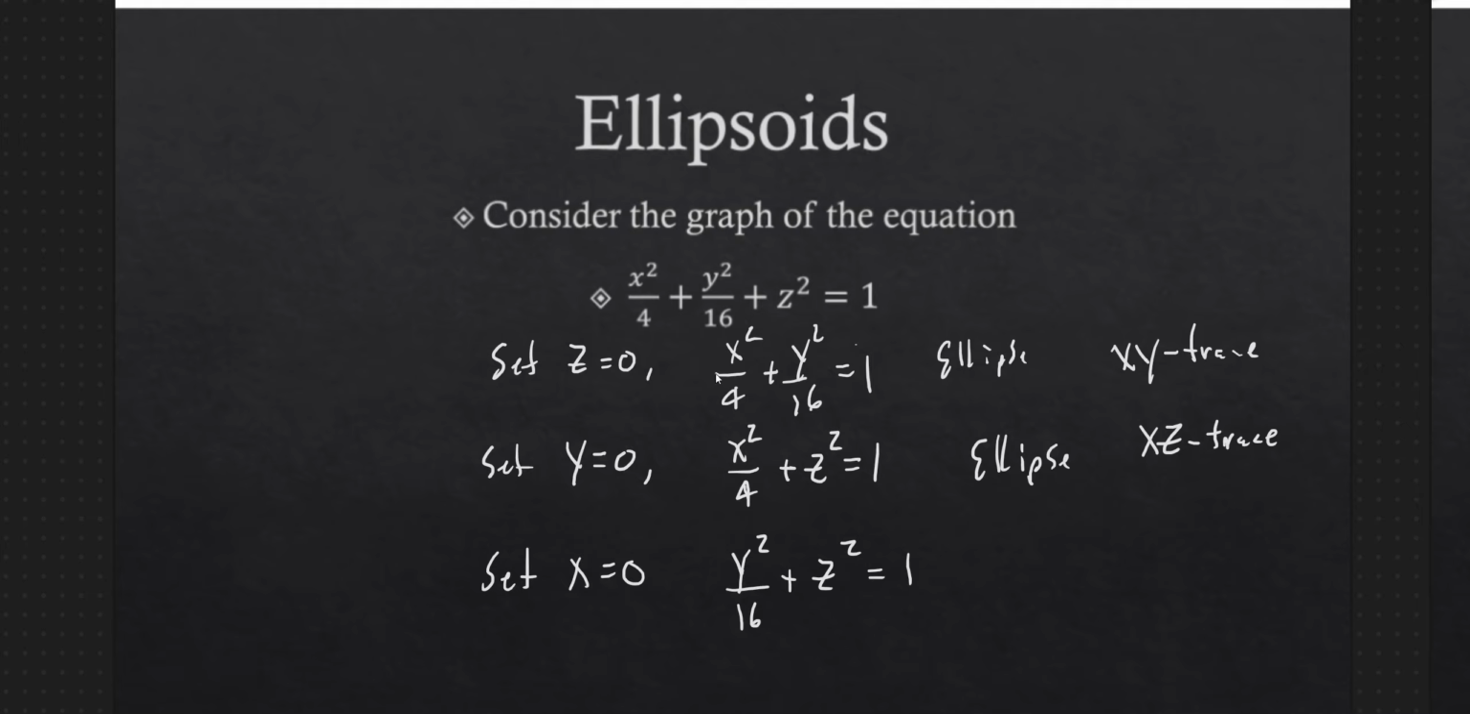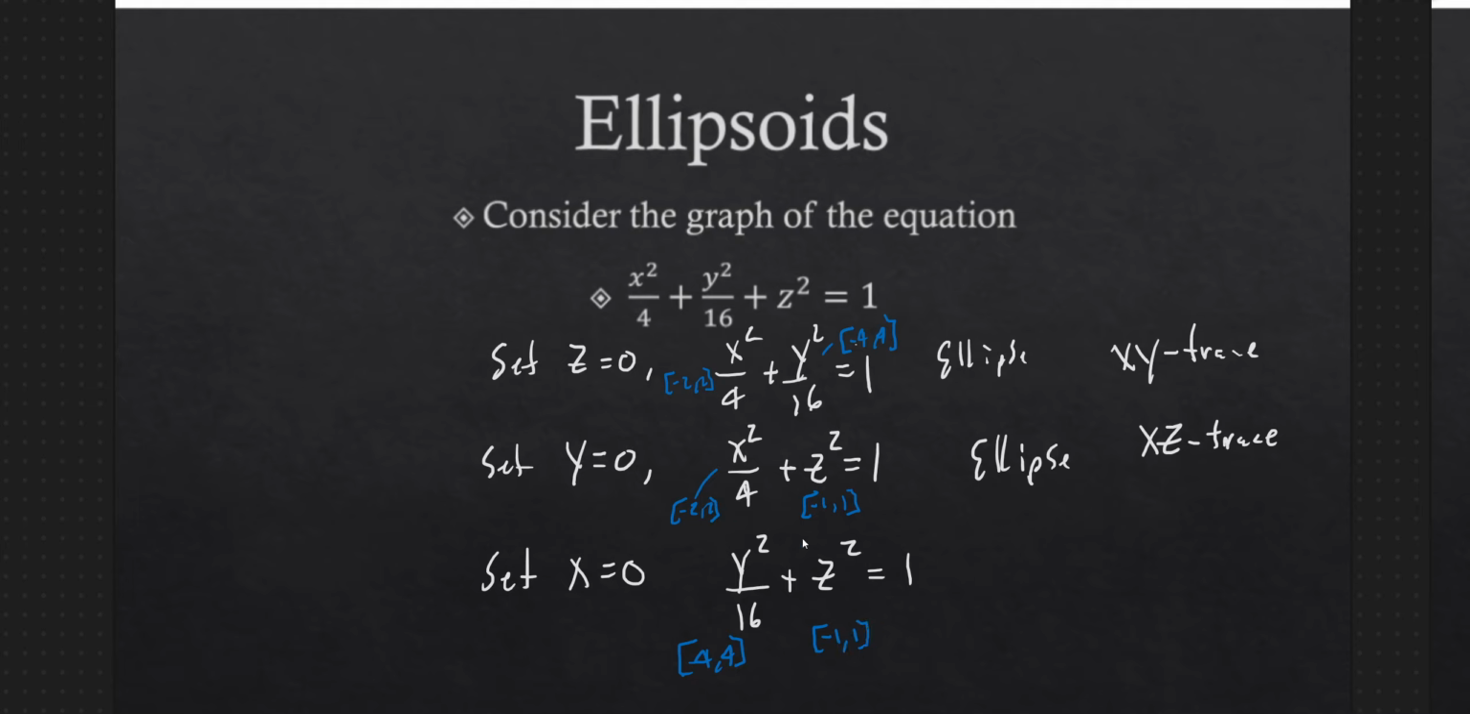So for each of these, here my x is going to go between -2 and 2. My y will go between -4 and 4. Here my x again goes between -2 and 2. My z here will go between -1 and 1. My y here goes between -4 and 4. And my z again goes between -1 and 1.